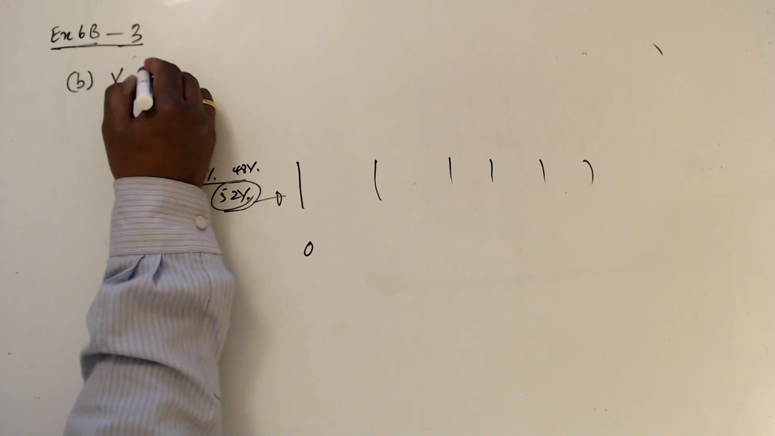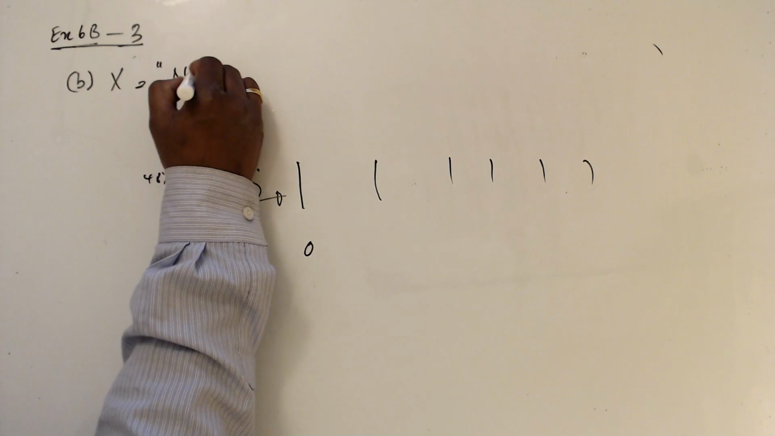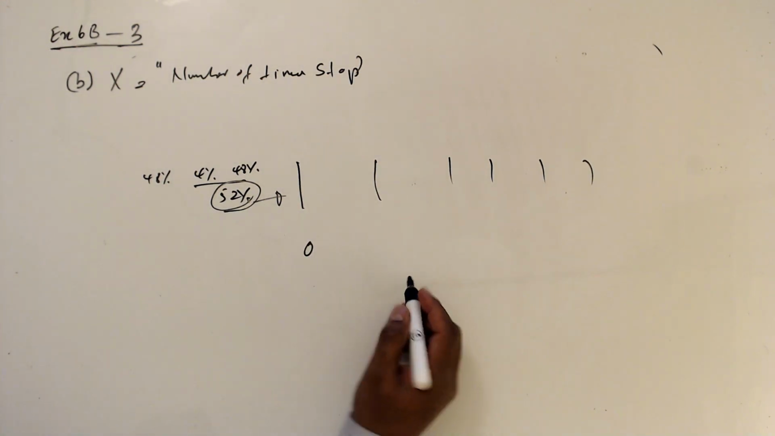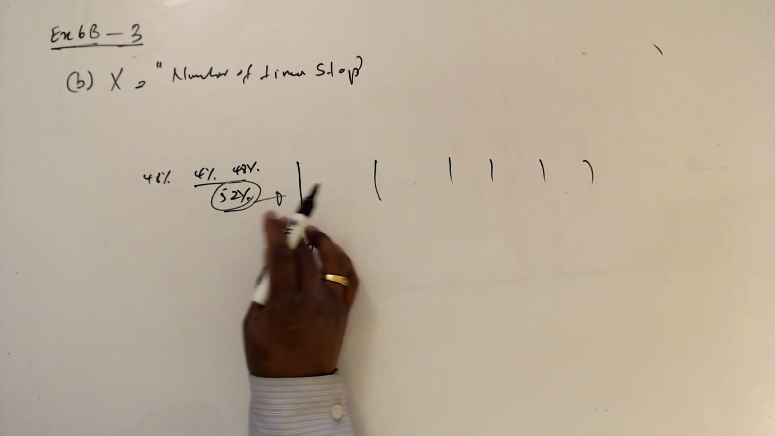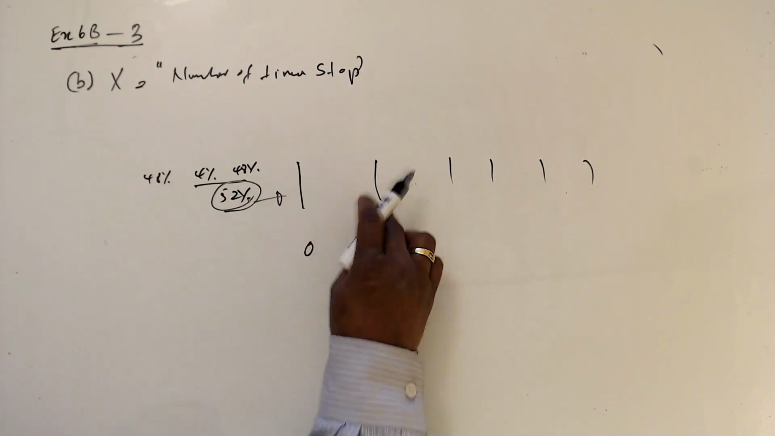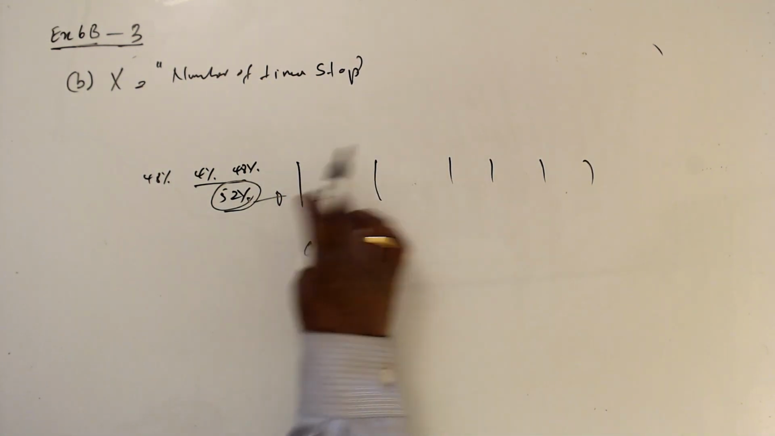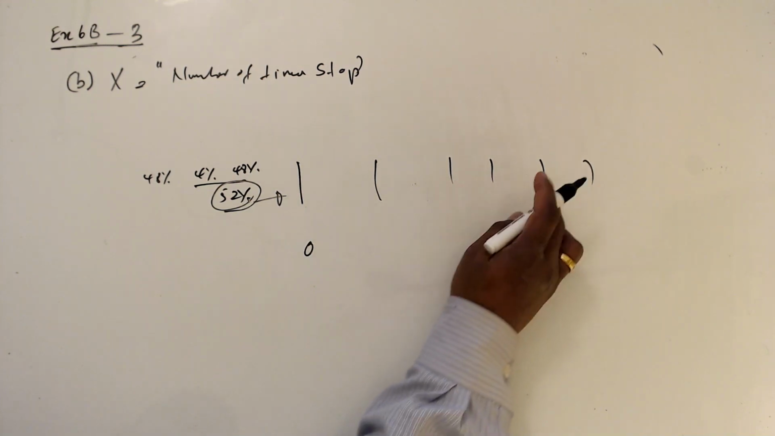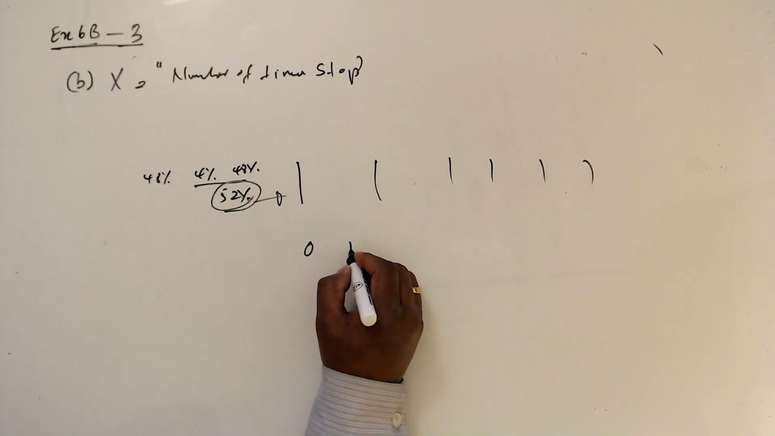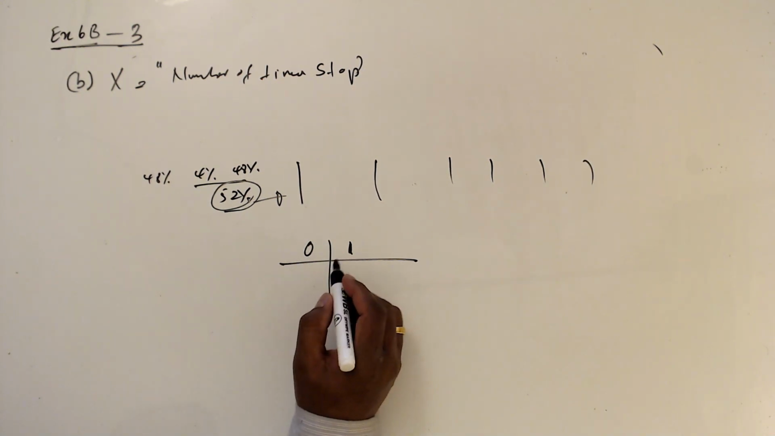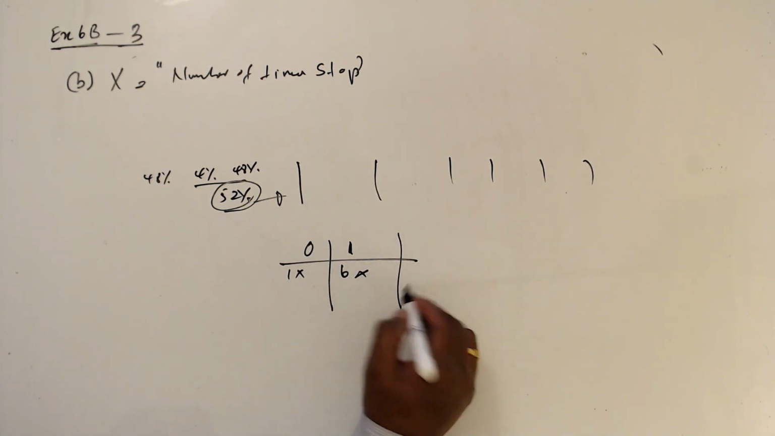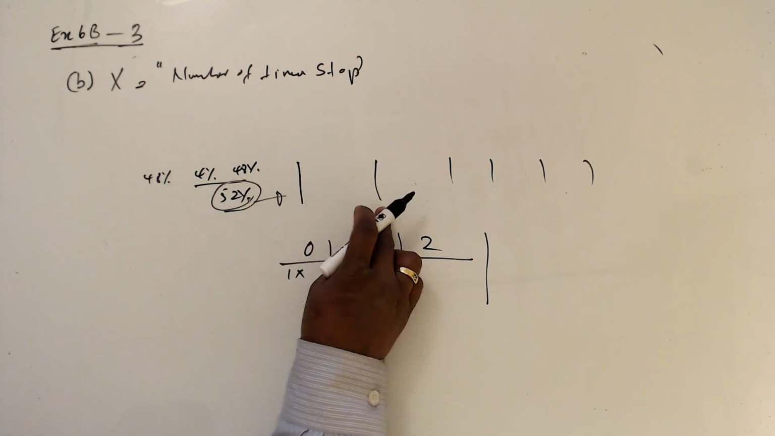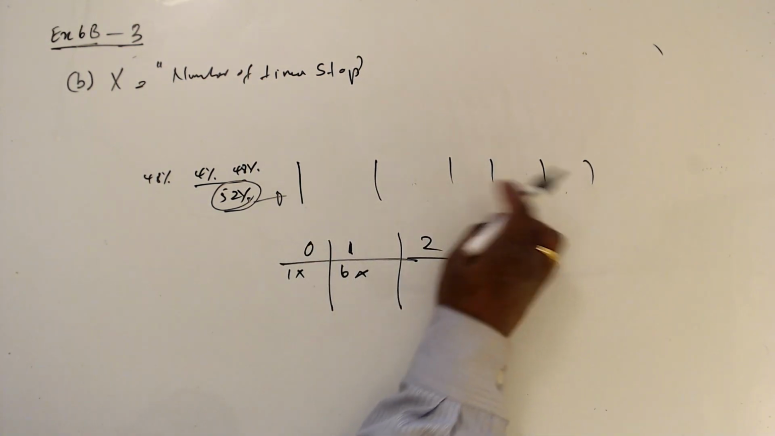So the variable X is the number of times stopped. Sometimes without any problem. Sometimes he may stop here and go on, or stop here and go on, and so on. There are 6 options like that. So for 1 stop, there are 6 ways, and likewise for 2 stops, this one and this one, or this one and this one, likewise.